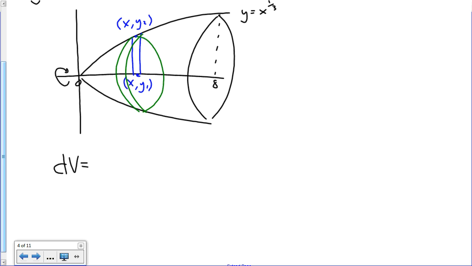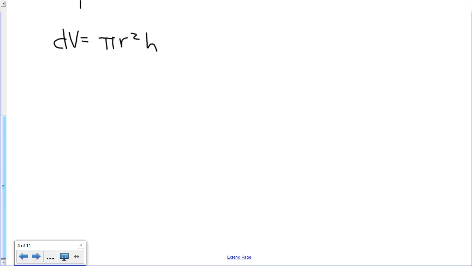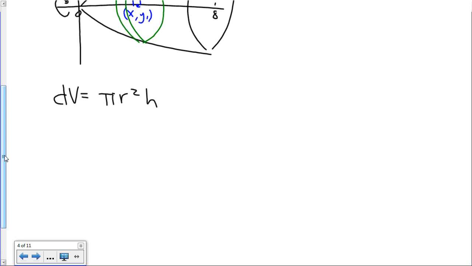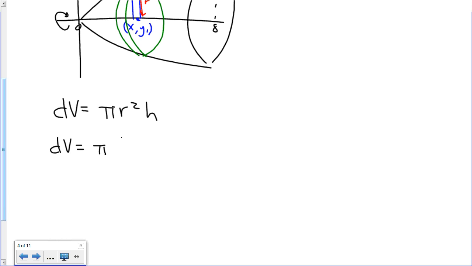Now, since it's a cylinder, I know the volume of a cylinder is pi times the radius squared times height. And I would start out by writing down that formula every time. Whatever you're trying to calculate the volume of, write down that formula for the volume of that shape, and then fill in what you know from your sketch. So dV is equal to pi times, now the radius in this case is this distance right here, our radius r. So that's a vertical distance. It's the difference of those y values, y2 minus y1. And that's the radius squared.